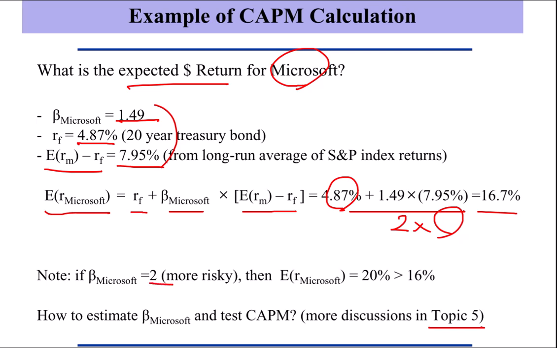It means it is more risky than the 1.49. Then the expected return for Microsoft is going to be 20.77%. Actually, the earlier number was a typo, sorry for this typo, it should be 16.7%.